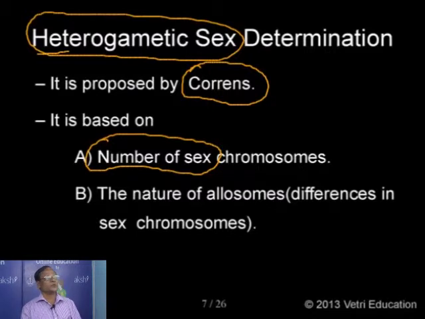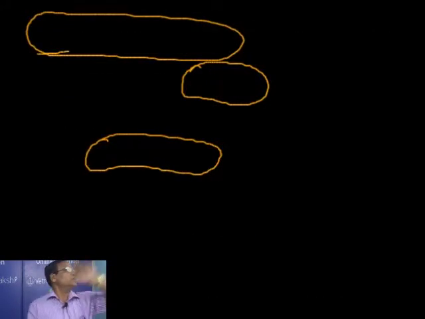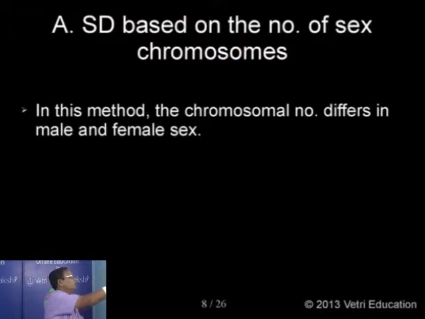One is based on the number of sex chromosomes, and the other is the nature of the allosomes. Number means one chromosome is less, either in the case of male or female, according to the example. Nature means we have XX or XY, either in the case of male or female, or for example ZW in the case of female and ZZ in the case of males. We will see one by one. Now the first method, sex determination based on the number of sex chromosomes. Normally in such cases, the chromosome number differs. Either the male or the female has one sex chromosome less than the normal level.